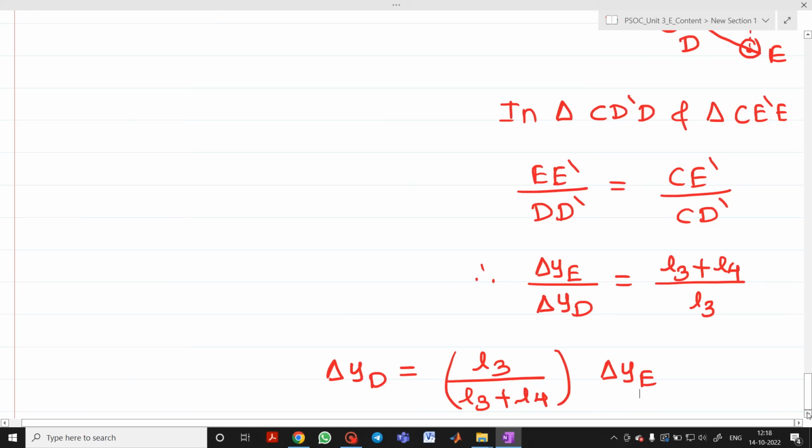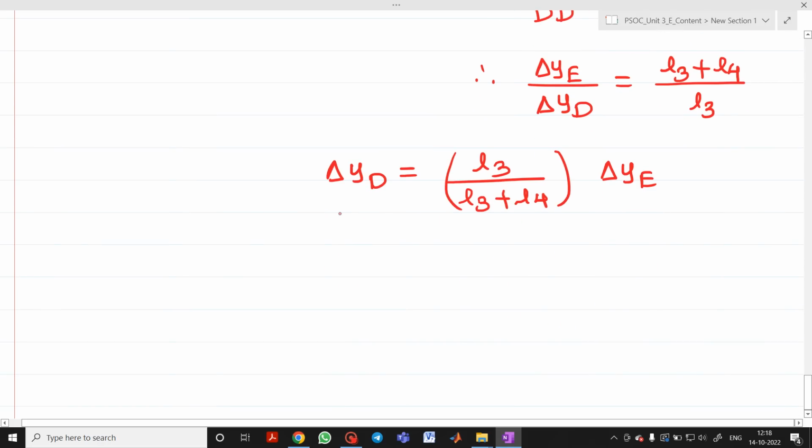So let me take some constant of proportionality for this. I will write delta YD will be equal to K4 into delta YE. So this will be your equation number 1. Treat this as equation number 1.